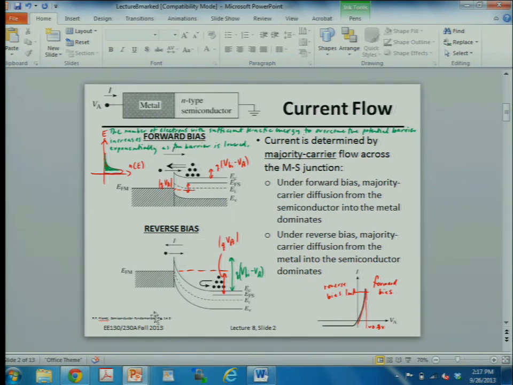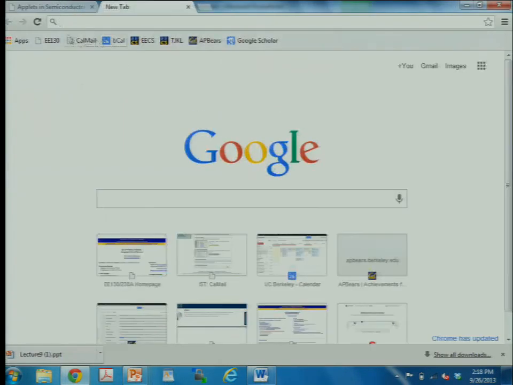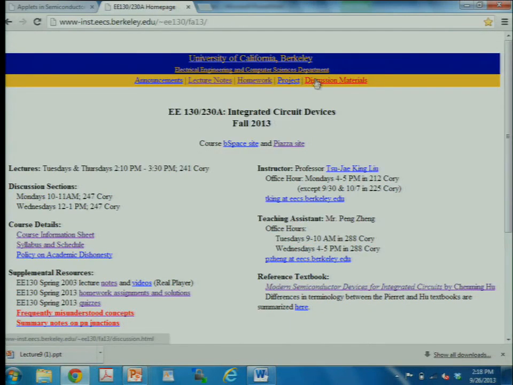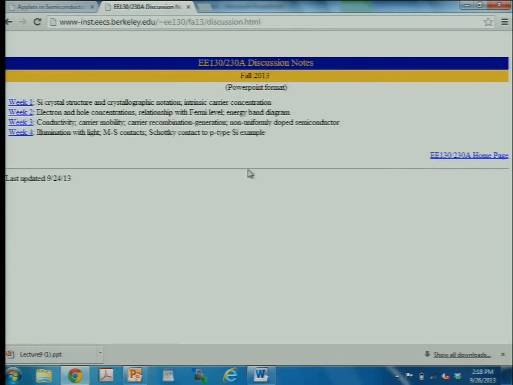All right, anything else, Peng? Oh yeah, discussion sections, yes. Right, so the discussion sections, Peng makes his PowerPoint presentation slides available online so you can look through them. He reviews and enhances what we cover in class. Okay.